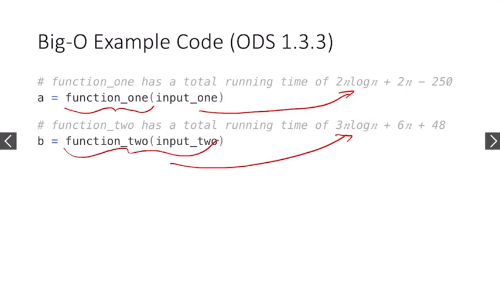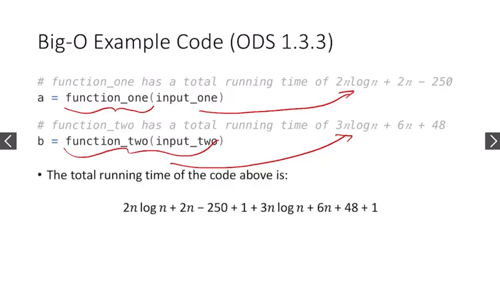So what's the total running time of running function A and then running function B? I'll try to pause in the lecture slides and give you a chance to pause the video. So hopefully you've paused and you've come up with something like this. We have 2n log n plus 2n minus 50 plus 1 plus 3n log n plus 6n plus 48 plus 1.